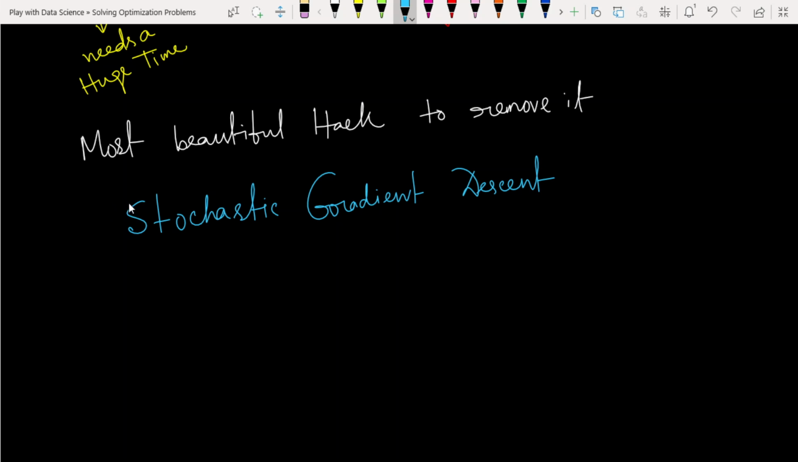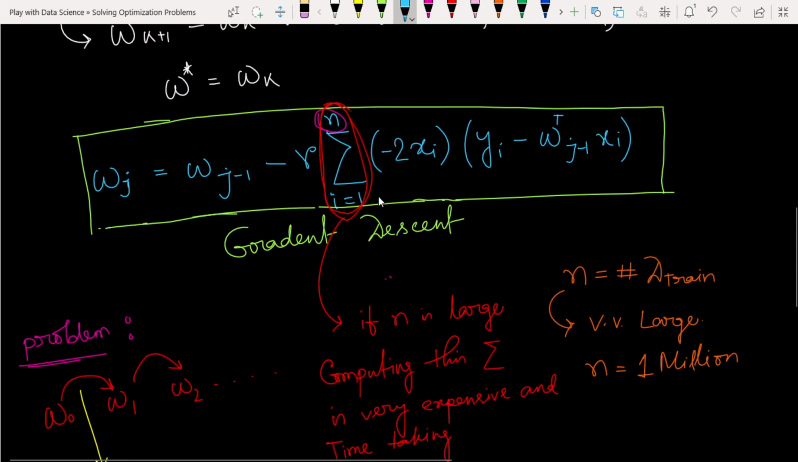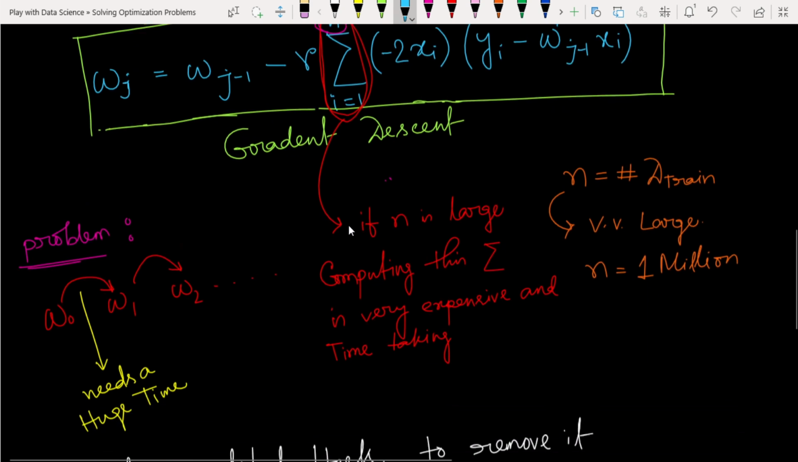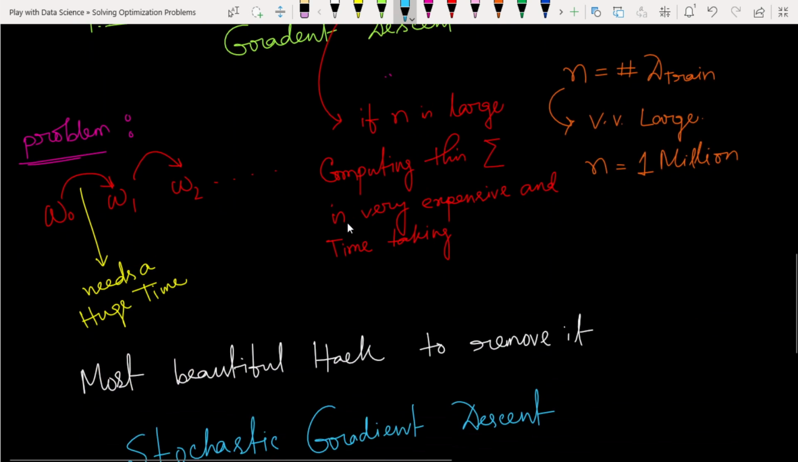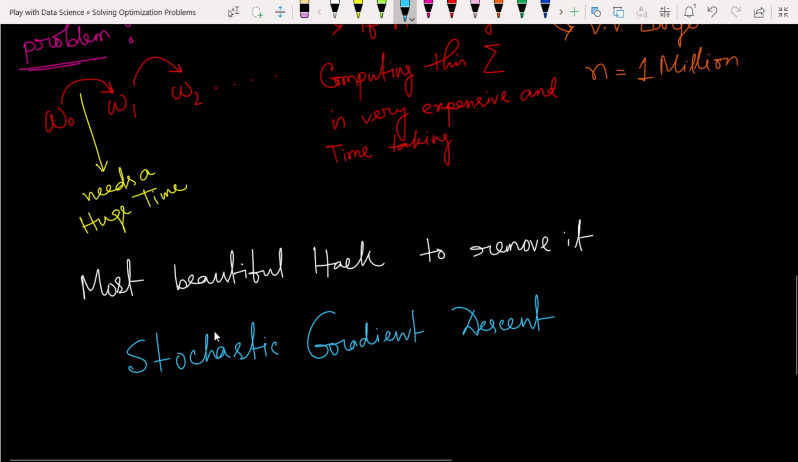So if our data set is so large, in the real world data is so large, it is common to have 1 million, even 1 billion data points. But to calculate this sum, we face the main problem. It takes a huge amount of time and is very expensive. So to avoid this, we use the stochastic gradient descent technique, which we see in the next lecture.